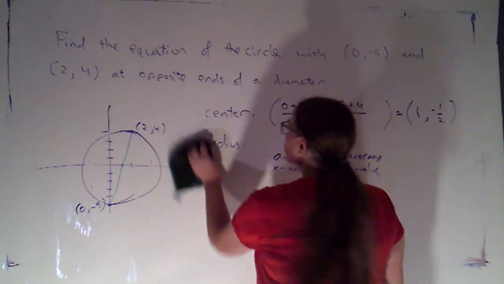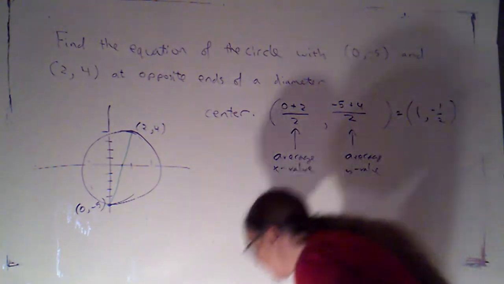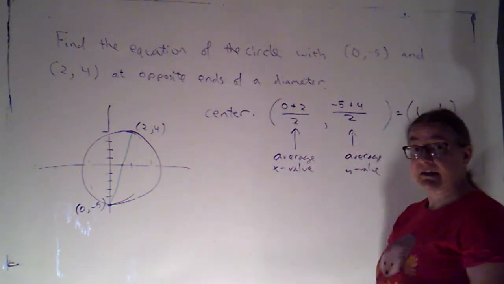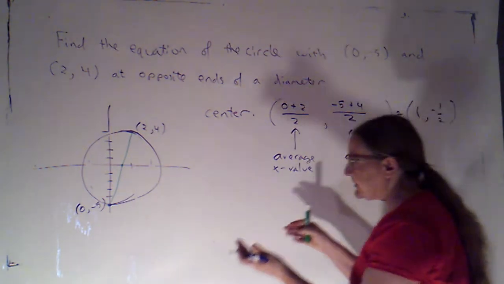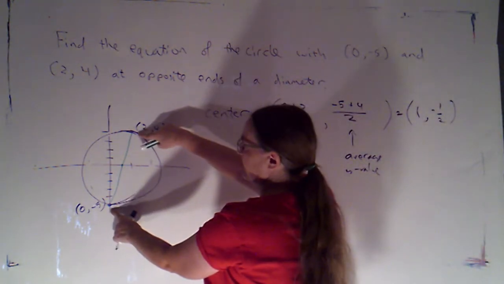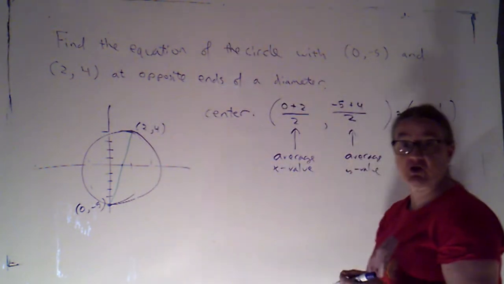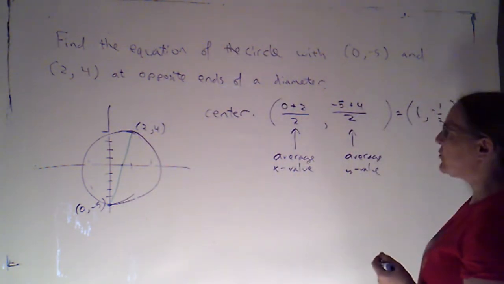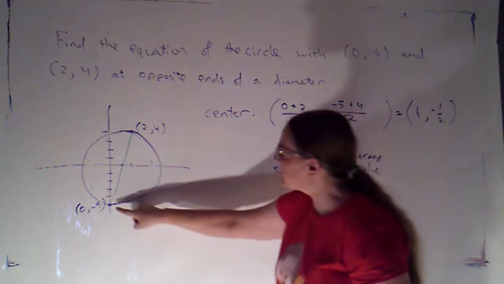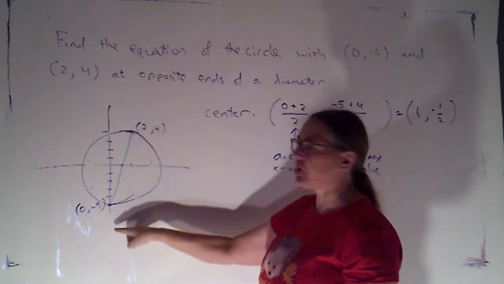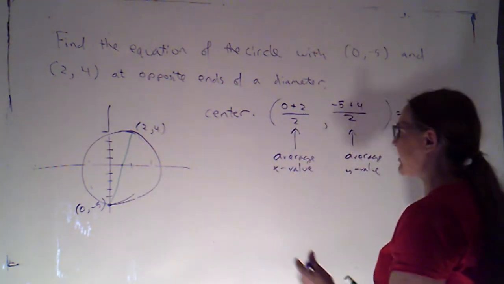Okay, so now I need to find my radius. Now the radius is just the distance from the center to a point on the circle. Equivalently, it would be half of the distance of this diameter, which would connect these 2 points. I could work with either one. Let's go ahead and actually just do half of the diameter, because that way I'm working with integers as my coordinates rather than fractions.